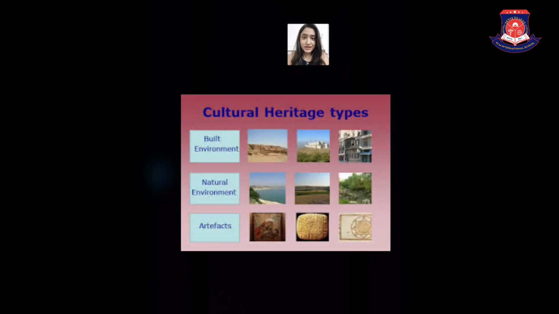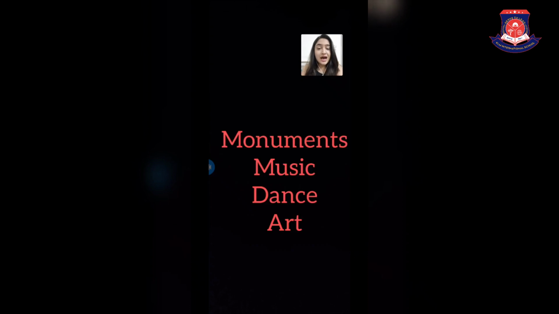On the other hand, if we talk about cultural heritage, cultural heritage is something that is man-made. It is created over the years by humans, or we can say it has been created by us, that means humans. The cultural heritage includes monuments, art and craft, music, dance, architecture, inscriptions, and many more. In this chapter, we will study some of the further types of cultural heritage.